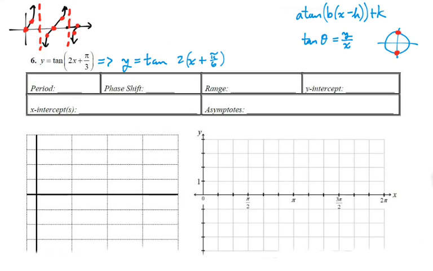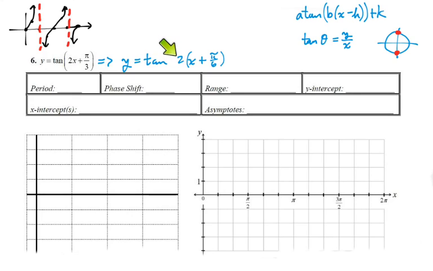So something to point out about tangent is that the period isn't 2 pi. The period of a regular tangent function is pi. It's where the function starts repeating. If you were to look at the asymptote right here, from this asymptote to this asymptote, that distance is pi. The distance between this x-intercept and this x-intercept is pi. Every pi distance, tangent repeats itself, and that's why it's known as a periodic function.